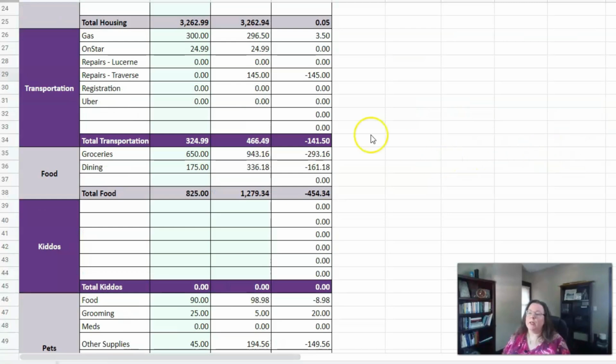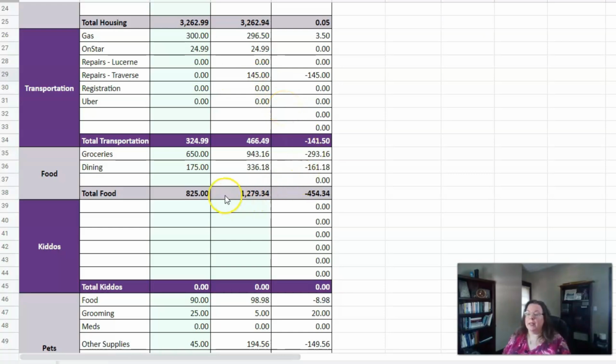In transportation, we used $296 for gas, $24 for OnStar, and we ended up with $145. It wasn't actually repairs. It was we had our car detail that had not been done in some time. We were going on a family trip, and we wanted to make sure that everything was cleaned out. It had been a while. So $466 was our total here, which is obviously over what we planned, but we had this in a sinking fund, so it was no big issue.